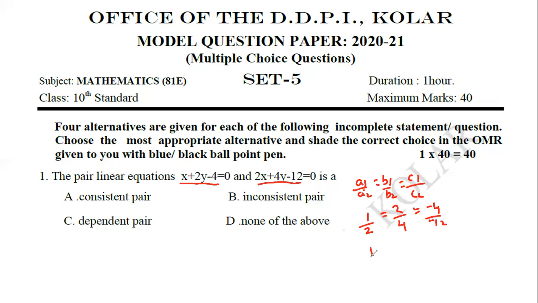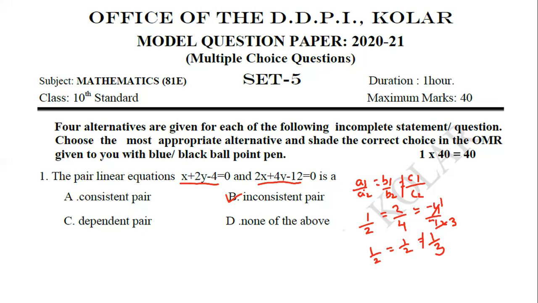When you simplify this, you get 1 by 2 equals 1 by 2, and 4 ones are 4, 4 threes are 12, so 1 by 3. So 1 by 2 equals 1 by 2, not equal to 1 by 3. This becomes a1 by a2 equals b1 by b2, not equal to c1 by c2. Then it is an inconsistent pair. So option B is the correct answer.